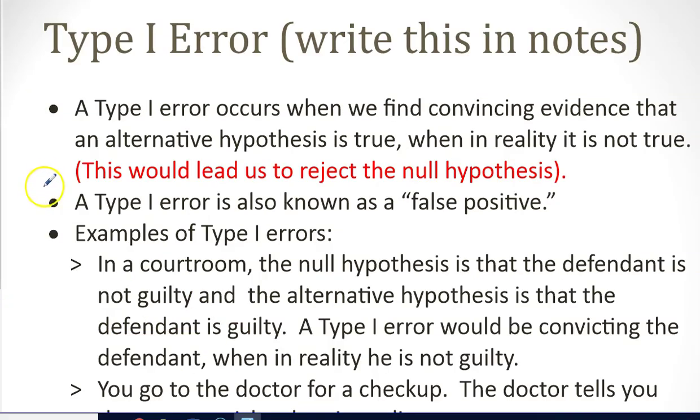So this is what I would like you to write into your notes. This summary, type 1 error. Type 1 error occurs when we find convincing evidence that the alternative hypothesis is true, when in reality it is not true. Take time to write that down, then play the recording when you're ready. In other words, we would be rejecting the null hypothesis incorrectly. Type 1 error is also known as a false positive.